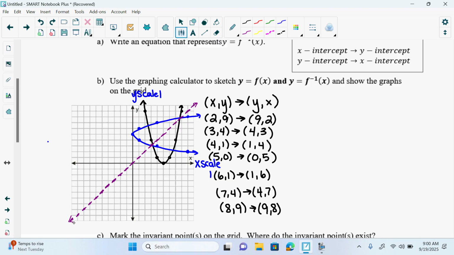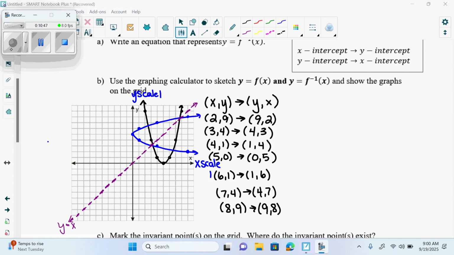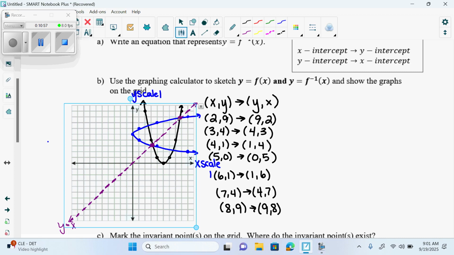So how many invariant points are there? This is the line y equals x. How many invariant points? 2. All right, so it crosses here and both graphs are there, correct? And it crosses here and both graphs are there. Do you see how that's not directly on a cross point, like a whole number? It's still invariant. Yes? So I'm going to put a little dot here and say these are the invariant points. I'll make myself a little legend.